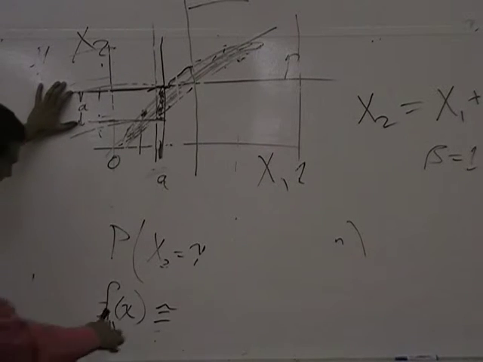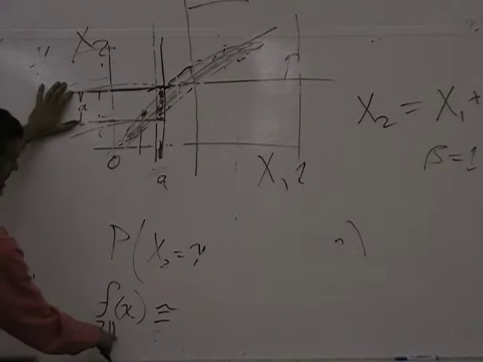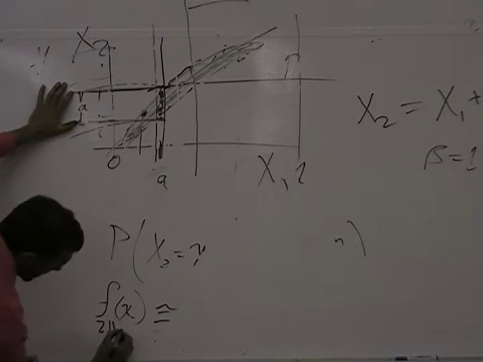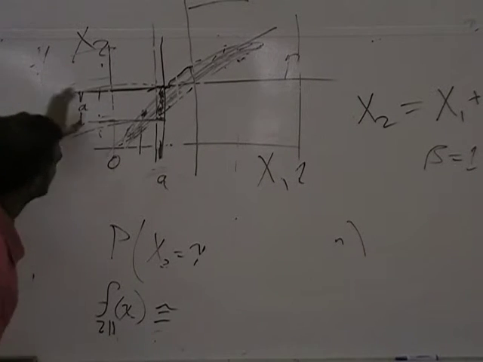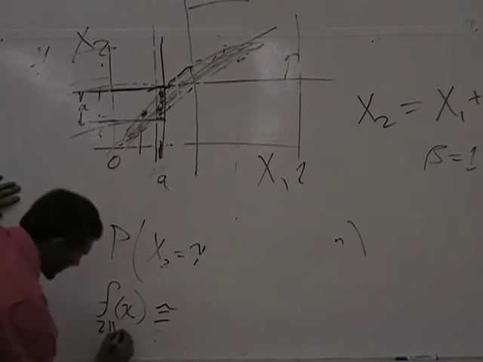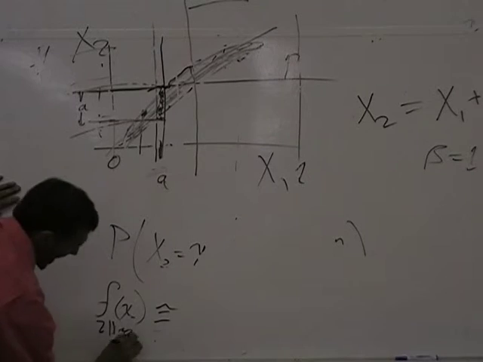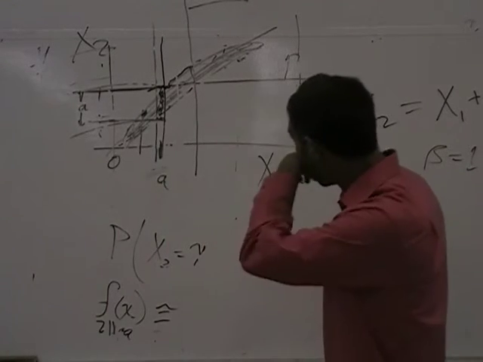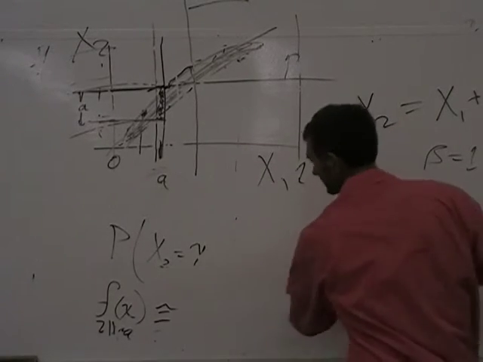So my probability distribution, x2 conditioning on the first random variable. I have to say what I'm conditioning on. I'm conditioning on this thing, on this one being about A. A wedge is this function.